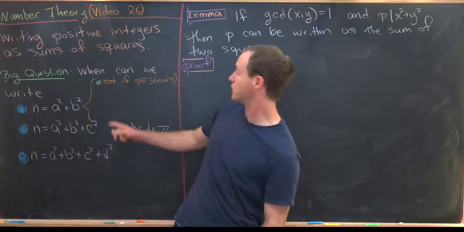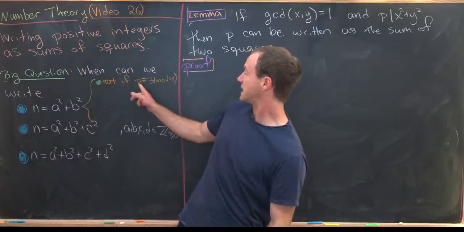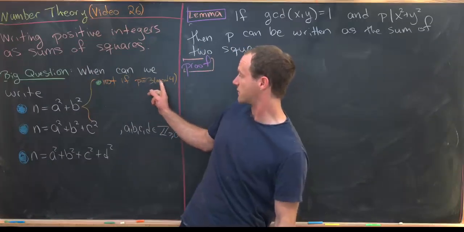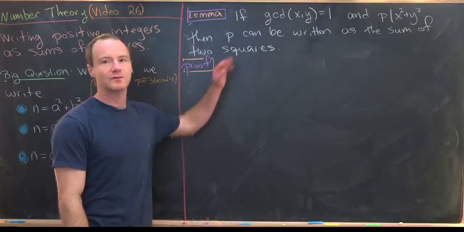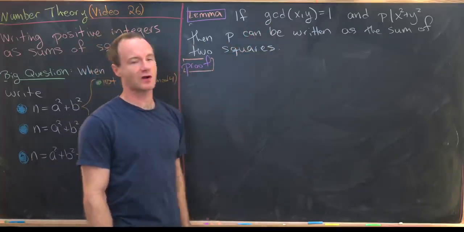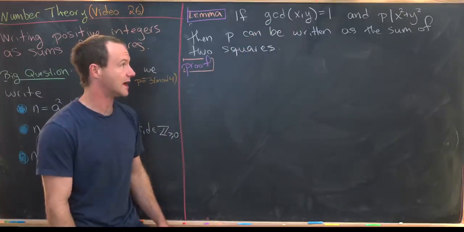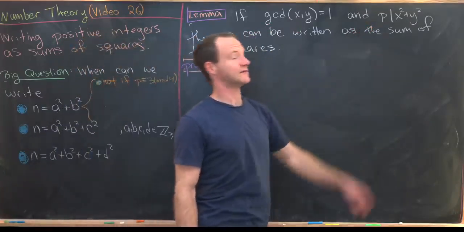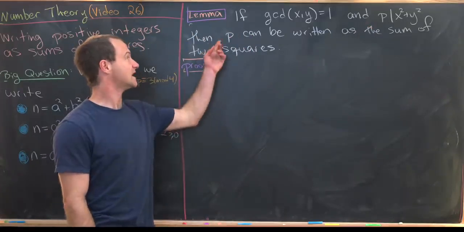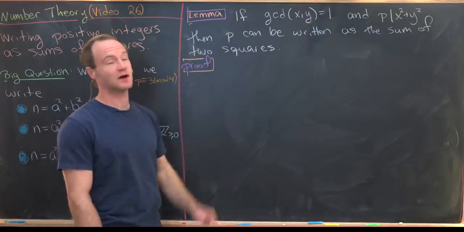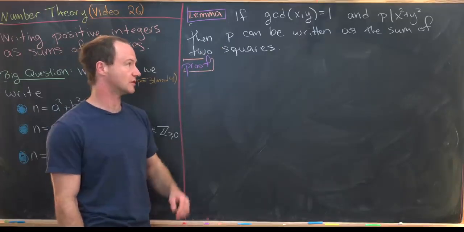So just to reiterate, we just got done proving that if p is a prime which is congruent to 3 mod 4, it cannot be written as the sum of two squares. Well, let's suppose we've got two relatively prime numbers, x and y, and then p divides x squared plus y squared. Then p can be written as the sum of two squares. That's what we want to show.